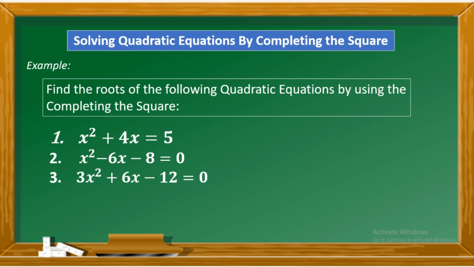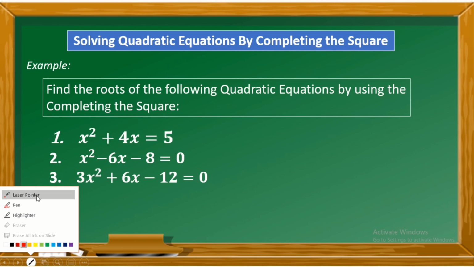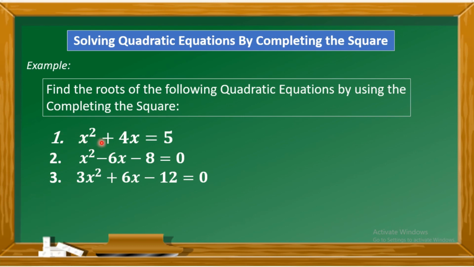So let's have an example here. We're asked to find the roots of the following quadratic equations by using completing the square. Here we have three problems. Number 1, we have x squared plus 4x equals 5. Number 2, x squared minus 6x minus 8 equals 0. Number 3, x squared plus 6x minus 12 equals 0.